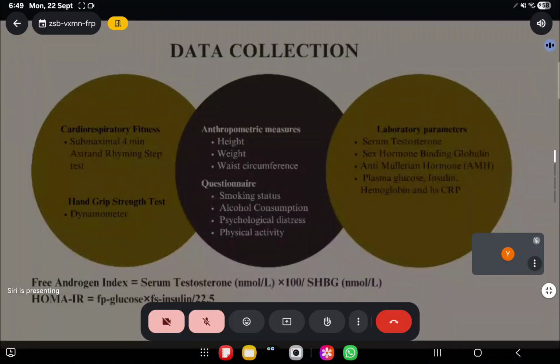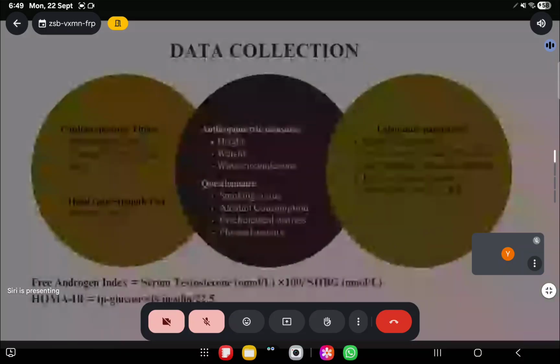Laboratory parameters were measured using a venous blood sample collected after overnight fasting, and serum testosterone was measured by the gold standard liquid chromatography mass spectrometry method. Sex hormone binding globulin levels, anti-Mullerian hormone levels, plasma glucose levels, insulin, hemoglobin levels, and highly sensitive C-reactive protein levels were also measured in the plasma.